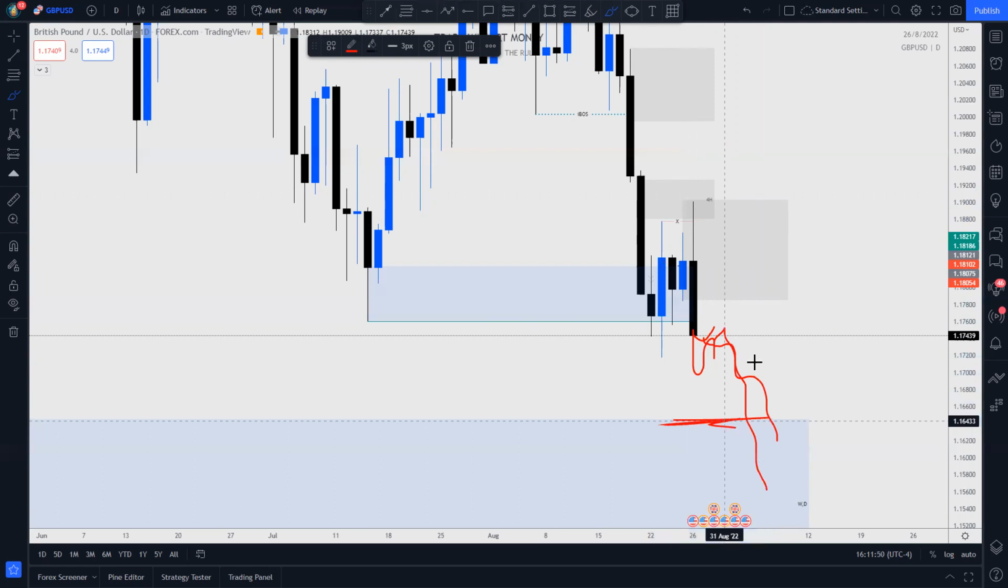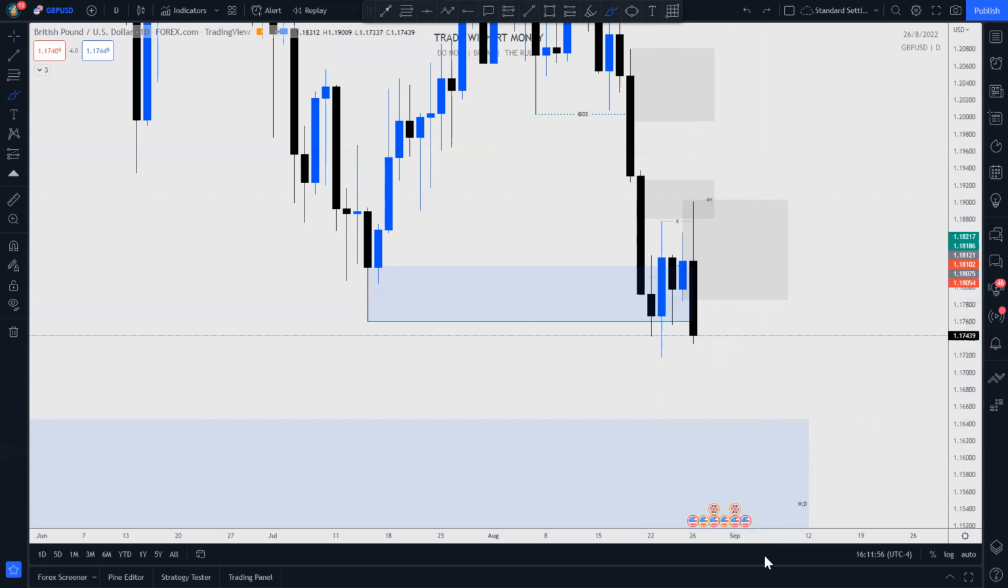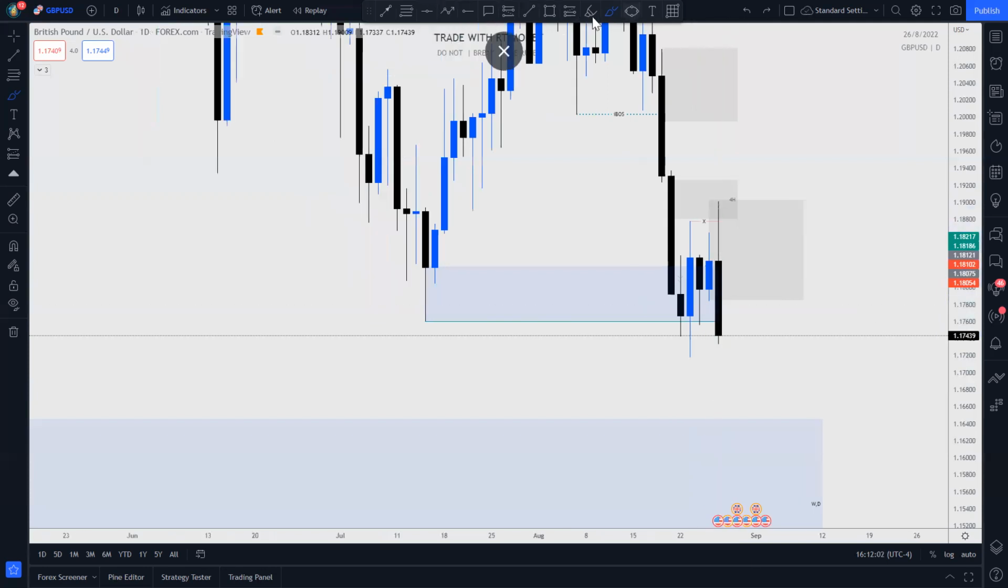All right, then maybe we'll come up and mitigate this zone. I'm leaning more towards that scenario because there's a lot of momentum in this candle, and that's what I'm looking for. All right, if I can draw that, I'm looking for this kind of situation. Boom, and we'll see what happens after that.